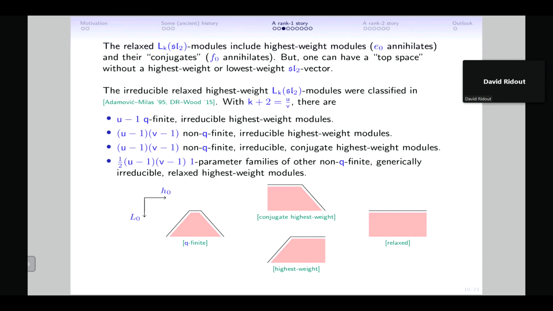Now, these families consist of modules which are generically irreducible. And what that means is that for almost all, in a measure theoretic sense, values of the parameter which tells you which member of the family you're dealing with, the corresponding representation is irreducible. But there will be some for which that is not the case. So they'll have some reducible relaxed highest weight modules as well.